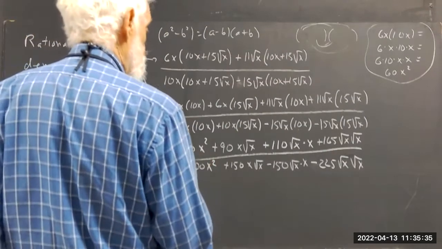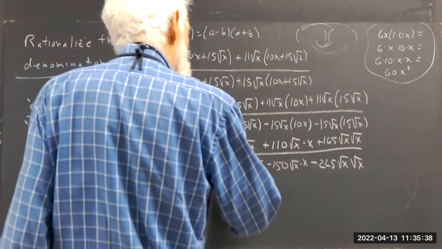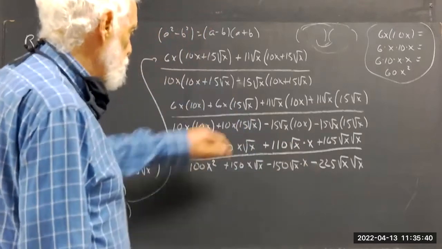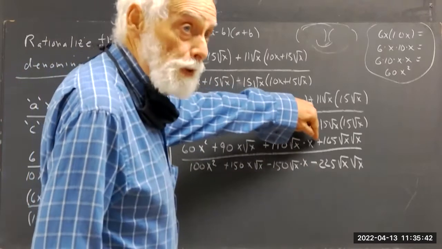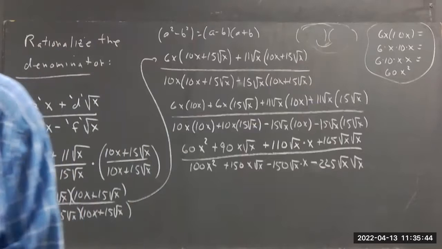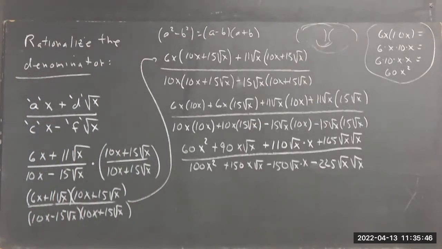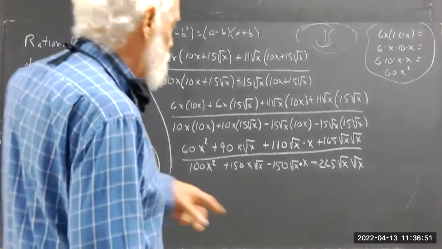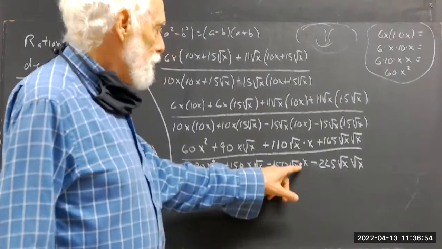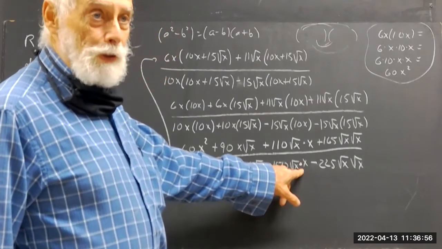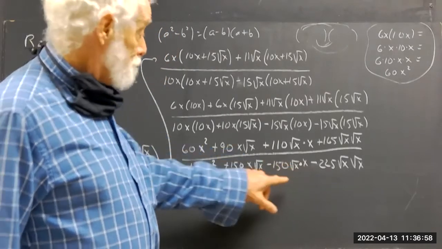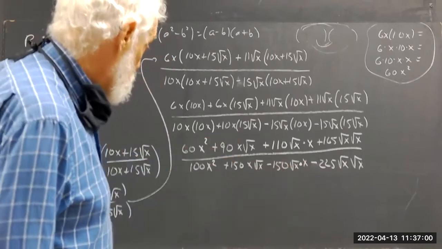Okay, next, we're going to be able to combine this term and this term because x square root of x is the same as square root of x times x. Got a question? Okay, so just had a question about reading this thing. Not everybody saw the dot that I had there, so I made it bigger.